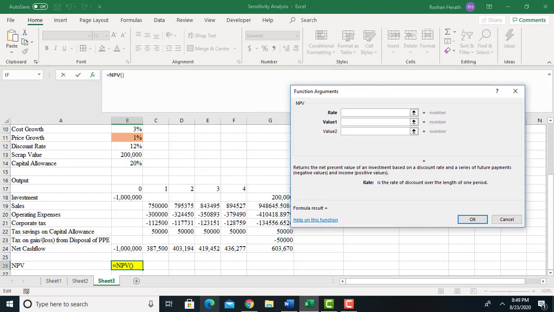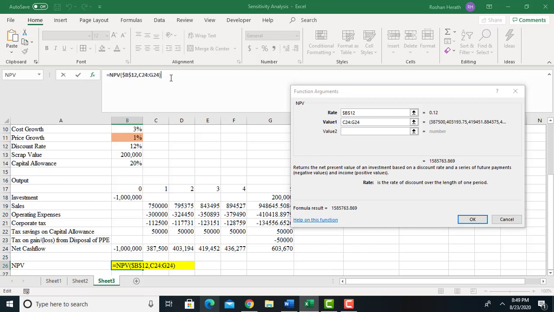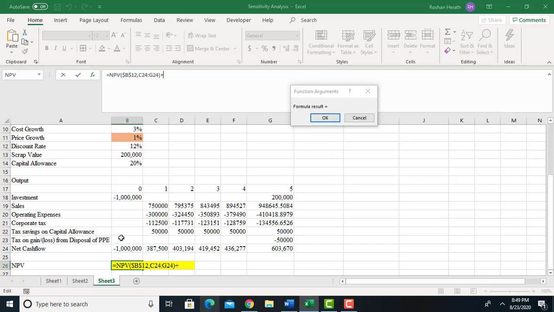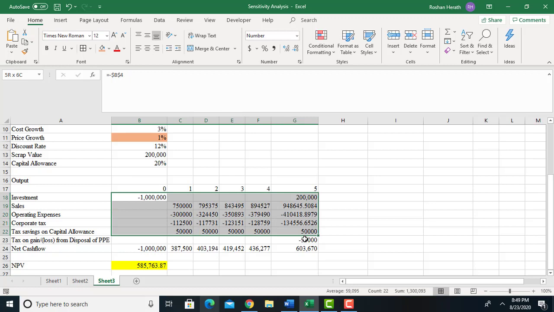Specify the rate. The rate is going to be the discount rate, 12%, make it constant. The values: remember to ignore the year 0 cash flow and take the subsequent ones, and then adjust the year 0 cash flow. Since it's a -1, take it with a plus mark. Say okay. Then it generates the net present value of this project under the existing conditions. So it generates a positive value.